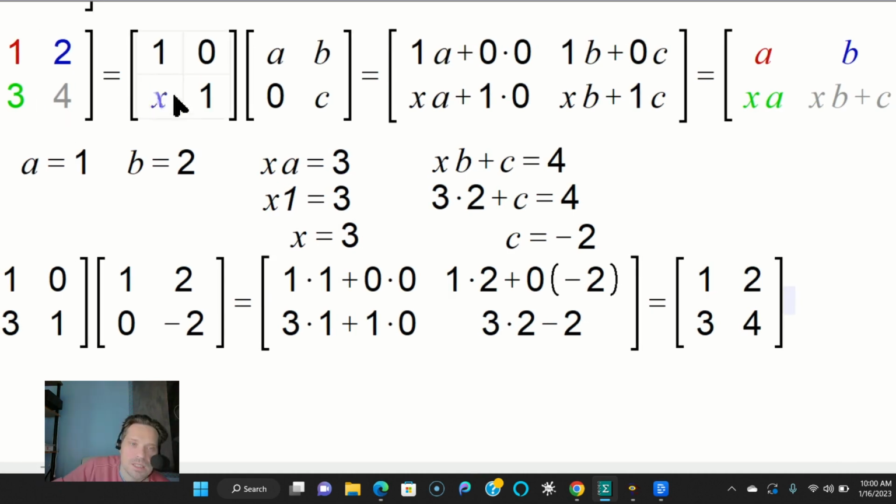So here's all of the work. It's pretty easy to do the LU factorization using this process. You can even do this for 3 by 3 matrices. You just end up with a lot more equations.